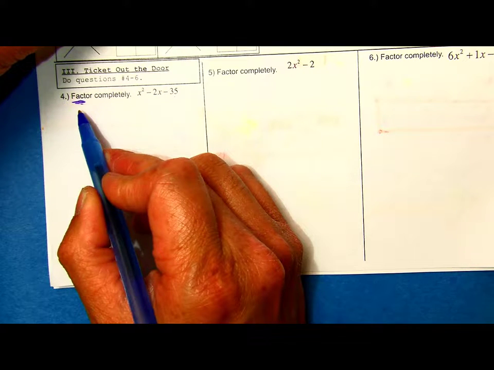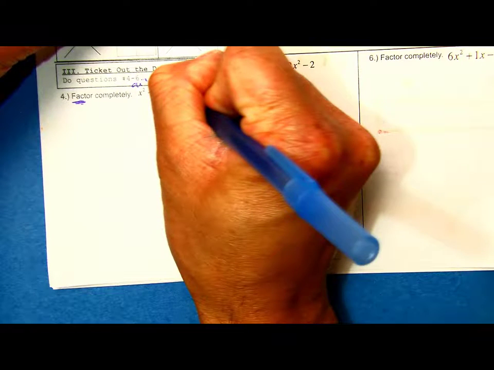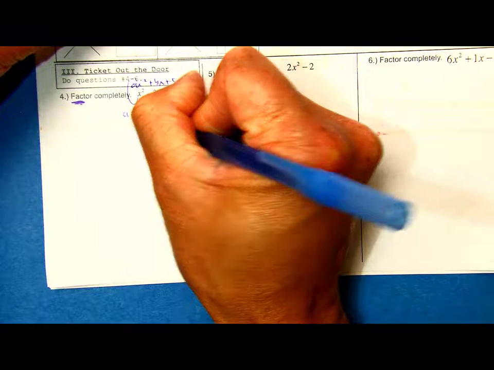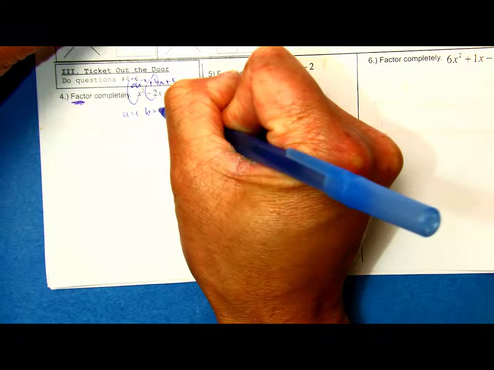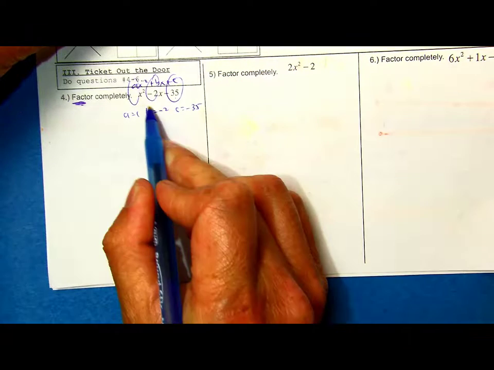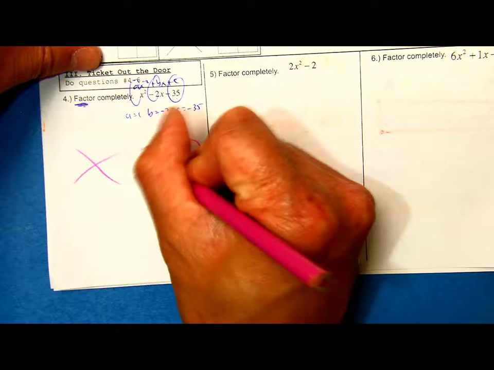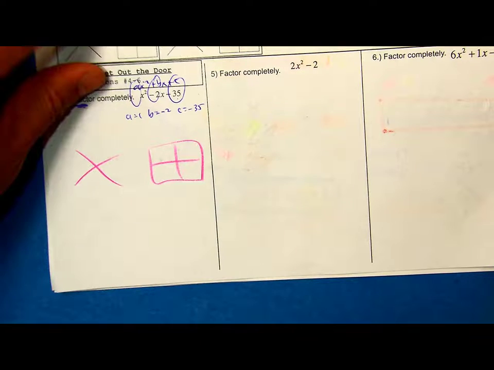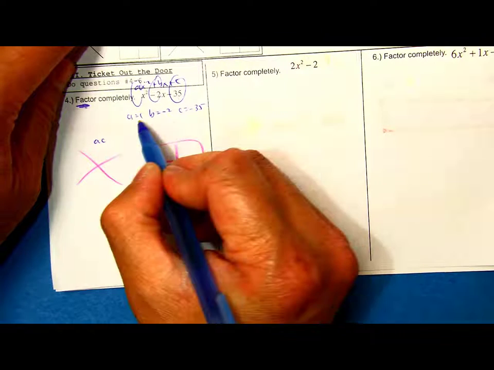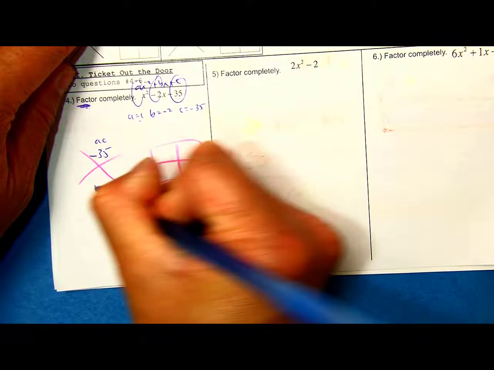Question number 3 is standard form. A is 1, B is -2, and C is -35. Did you notice that none of these have x squared or x's in it? Now I'm going to go ahead and do my x in my box. A times C, which is -35, and your B value always goes here on the bottom, which is -2.